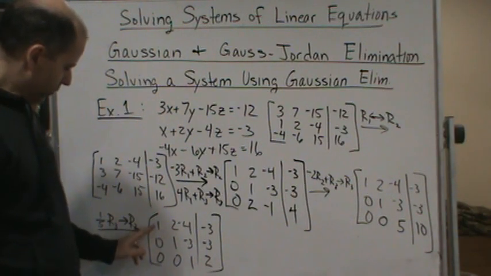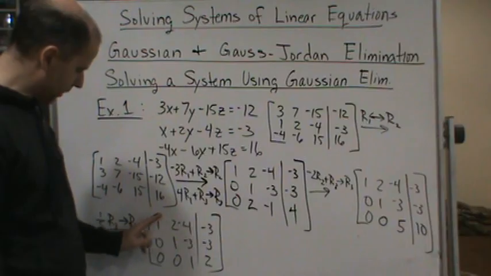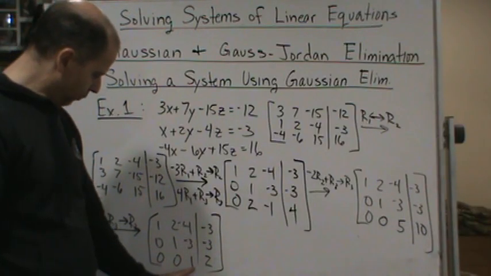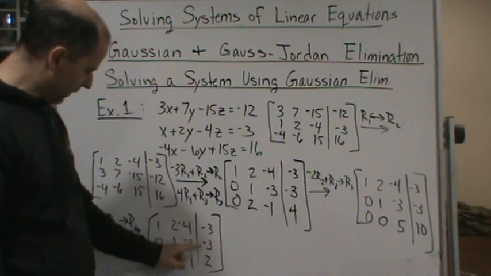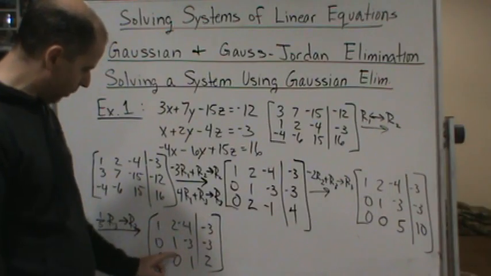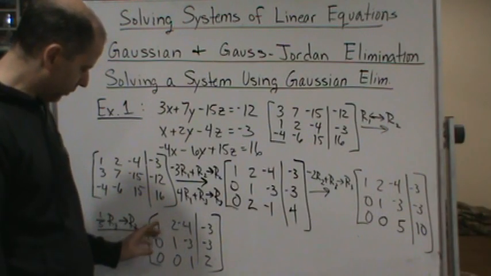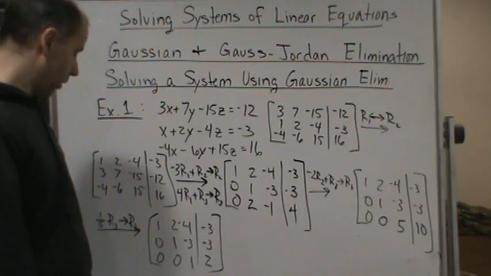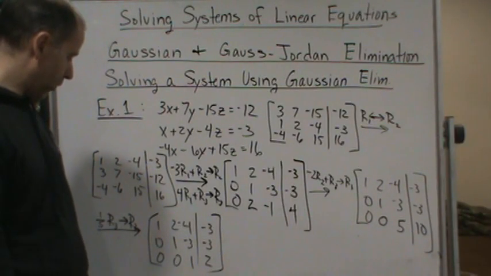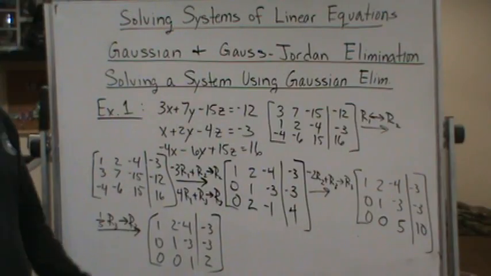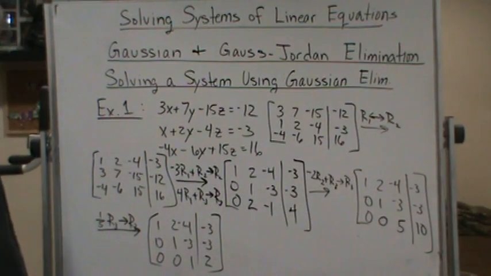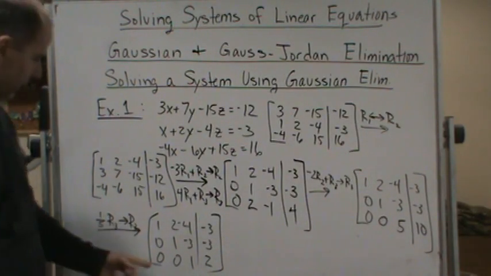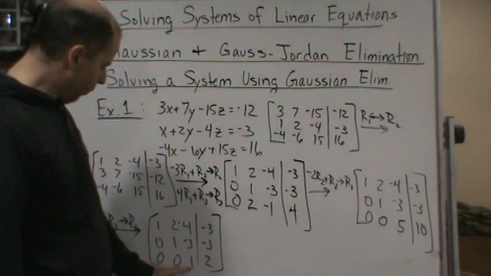So here you go. We've got this upper triangle, right? We've got the diagonal of ones and everything, and then we've got what we call the upper triangle, right? So upper triangular form. It's also what we call row echelon form. So now we can back substitute, right? And how do we do that? Well, we start at the bottom.